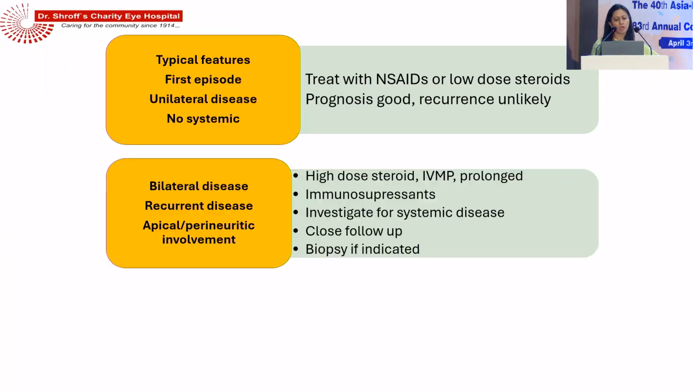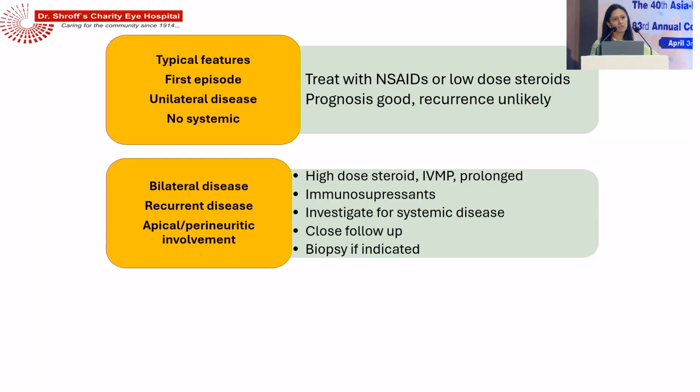Just quickly going into the algorithm, I'll just finish here. If there are typical features, if it's a first episode of inflammation, it's a unilateral disease, there is no systemic evidence of any other cause for the inflammation, we treat this patient with either non-steroidal or low-dose steroid, depending on the severity of the inflammation. Recurrence is very unlikely in a typical case. If it responds, then it's fine, we don't have to do anything else.